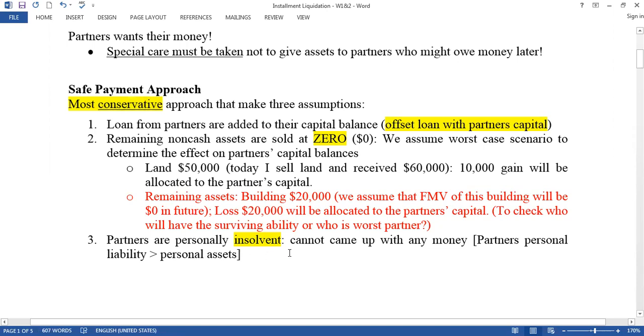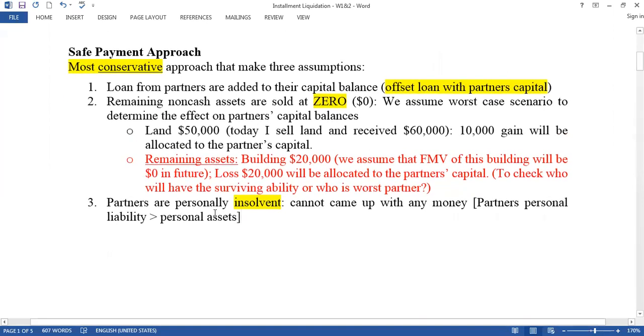so from the very beginning we have these three assumptions. First, if there is any loan from partners, we are going to offset this loan with partners' capital. Second, if we have any remaining assets, we will assume that this asset cannot be sold. If this asset cannot be sold, it means that it is a loss, right? And if it is a loss, we have to allocate this loss to the partners to see who has the ability to survive. After that, we will assume that no partner has the ability to bring any personal cash to the business.